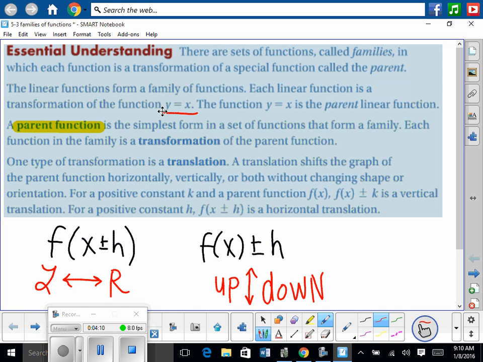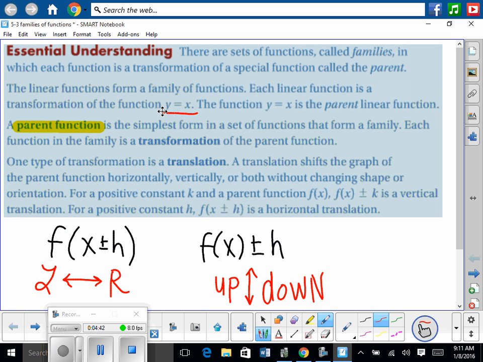So once again, the function y equals x is the parent function for linear functions, which means it's the most basic non-shifted function. A parent function is the simplest form of a function. I'm not going to read all this, I'm just going to say it in words. So for example, for quadratics, the parent function would be y equals x squared. Does everybody understand how that's the basic non-shifted function? It's a parabola that's been non-shifted. Y equals x squared. So do you understand that that would be the parent function?